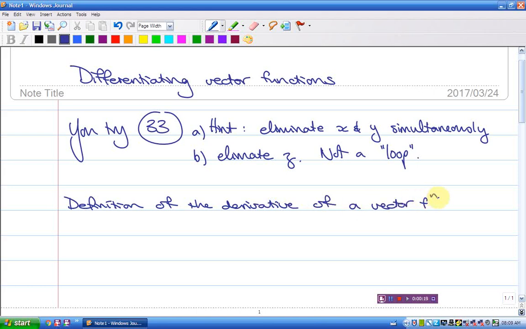Did I press record, didn't I? Yes, I did. And the microphone's plugged in. Good. Right. Okay. Definition of the derivative. Let me put that back on the laptop.